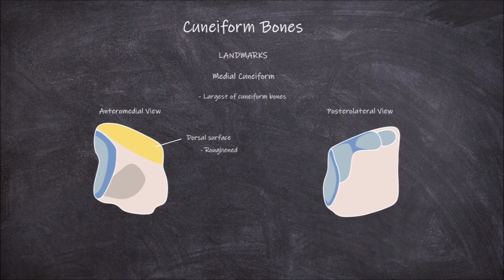The fifth surface is the anterior surface, also known as the distal surface. This surface has a large facet for articulation with the first metatarsal bone. The sixth and final surface is the posterior surface, also known as the proximal surface. This surface is concave and has a facet on it for articulation with the navicular bone.